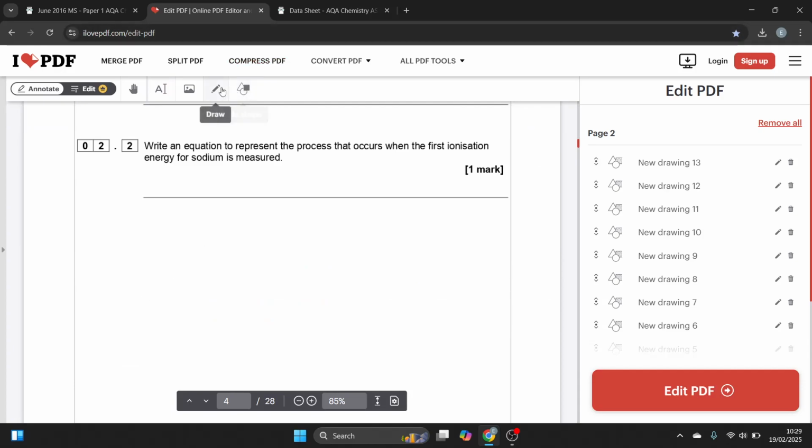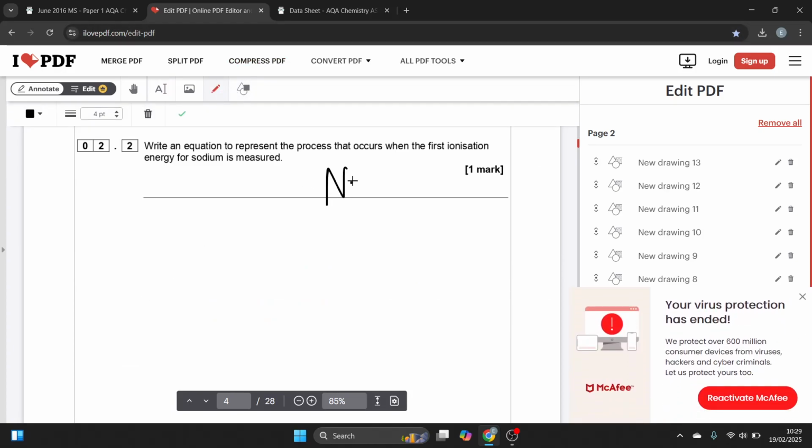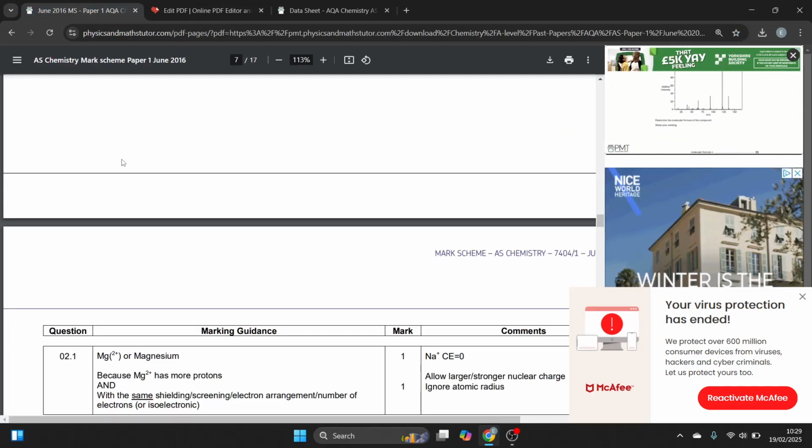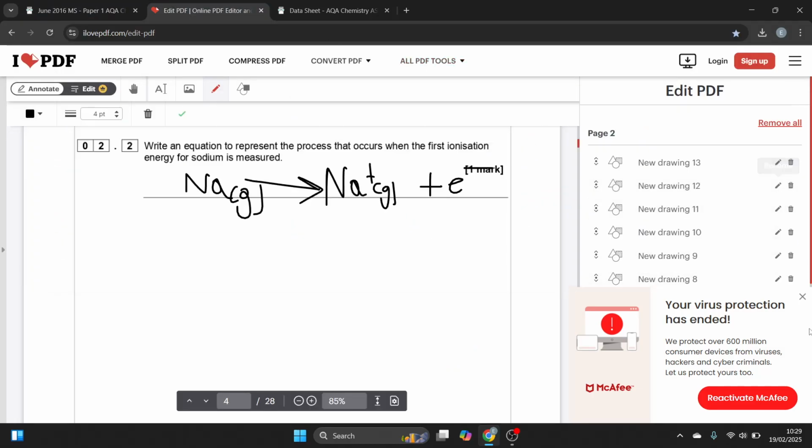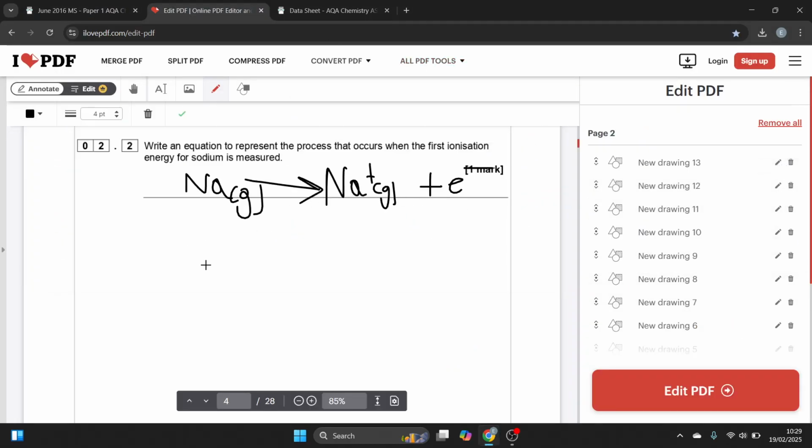An equation for the first ionization energy of sodium, so Na+ gaseous plus e-, and then you've got Na gaseous here. Yeah, it's always in its gaseous state, except for the electrons, obviously, they're not in a gaseous state.